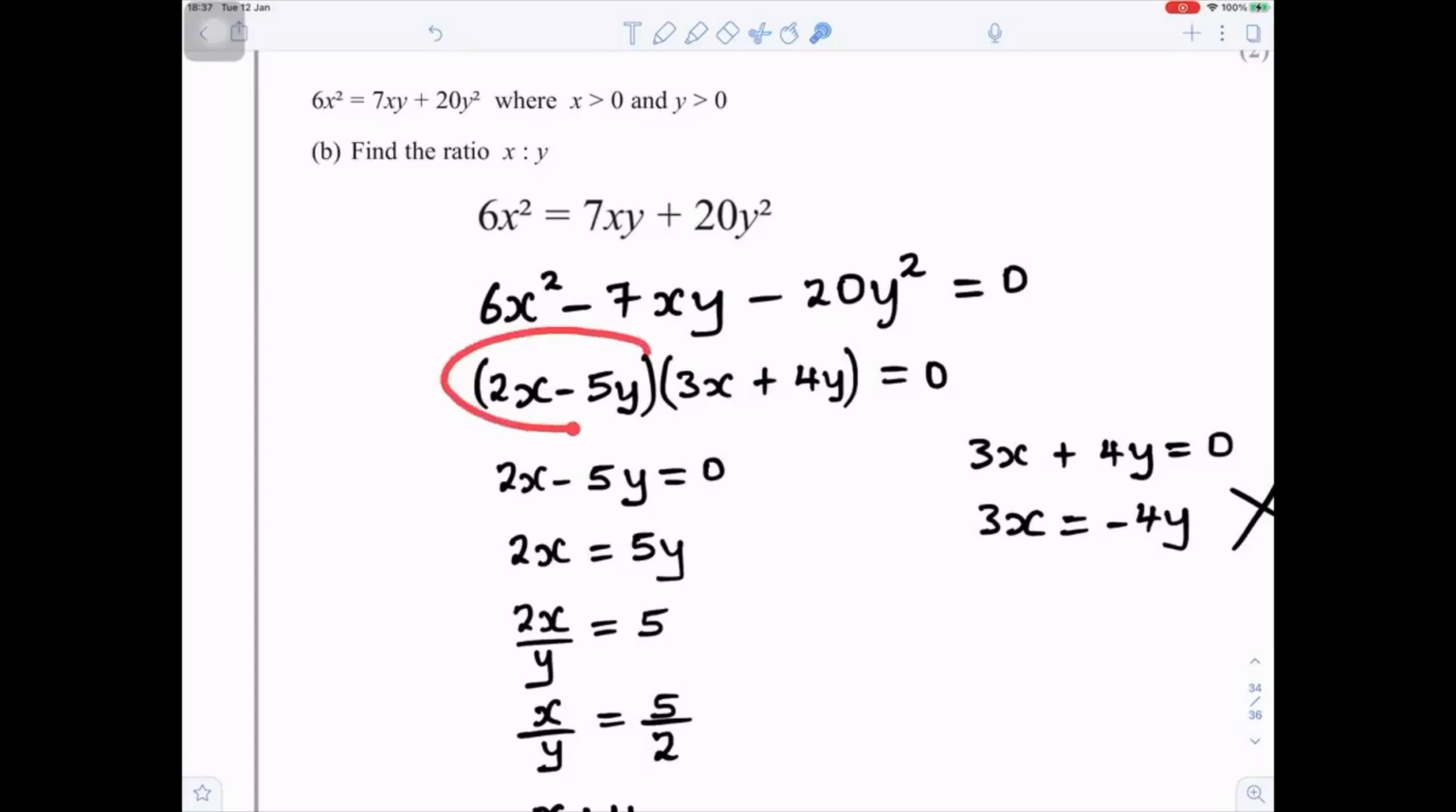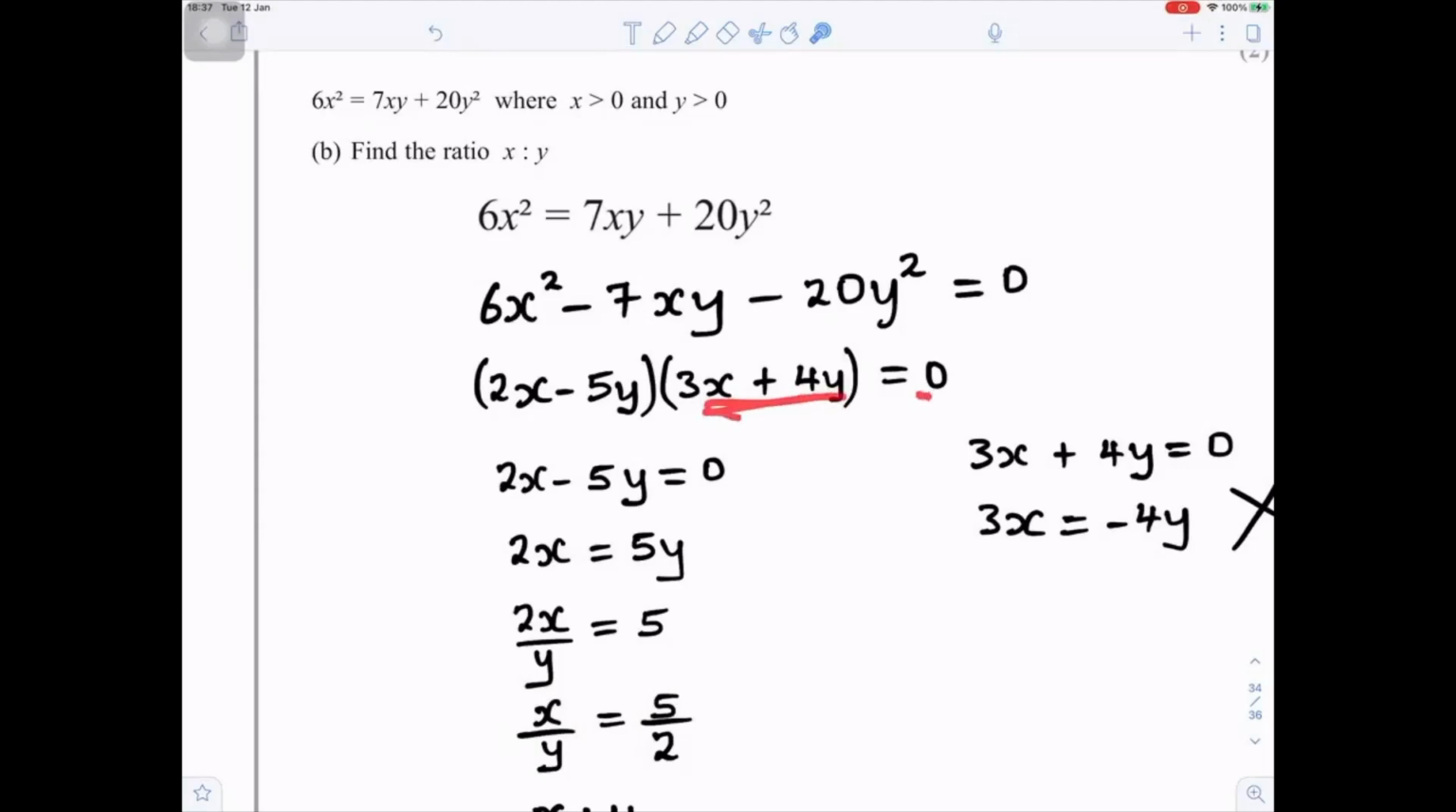So 2x minus 5y equals 0. That means 2x, take the minus 5y to that side, is equal to 5y. 2x divided by y is equal to 5. And after that, we divide by 2. So x over y is equal to 5 over 2.